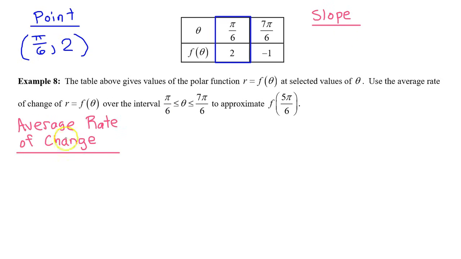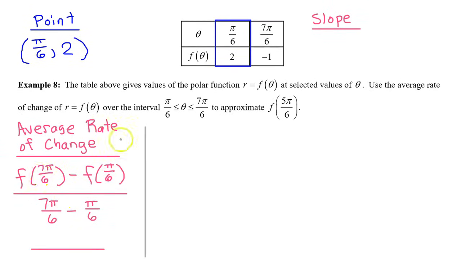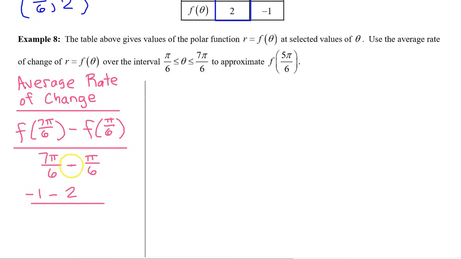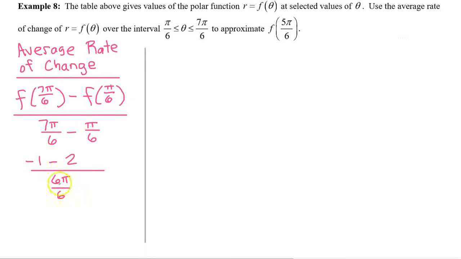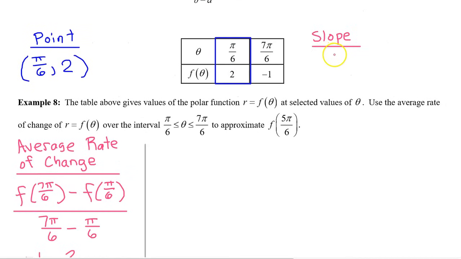For the slope, we will need to calculate the average rate of change of f on this interval. The average rate of change of a function on the interval from a to b is given by f at b minus f at a divided by b minus a. F at 7 pi over 6 is negative 1, and f at pi over 6 is 2. So we have negative 1 minus 2 in the numerator. In the denominator, we have 7 pi over 6 minus 1 pi over 6, which is 6 pi over 6. Negative 1 minus 2 is negative 3, and 6 pi over 6 reduces down to simply pi. So the average rate of change on this interval is negative 3 over pi. And that is the slope that we will use to write the linear equation, negative 3 over pi.